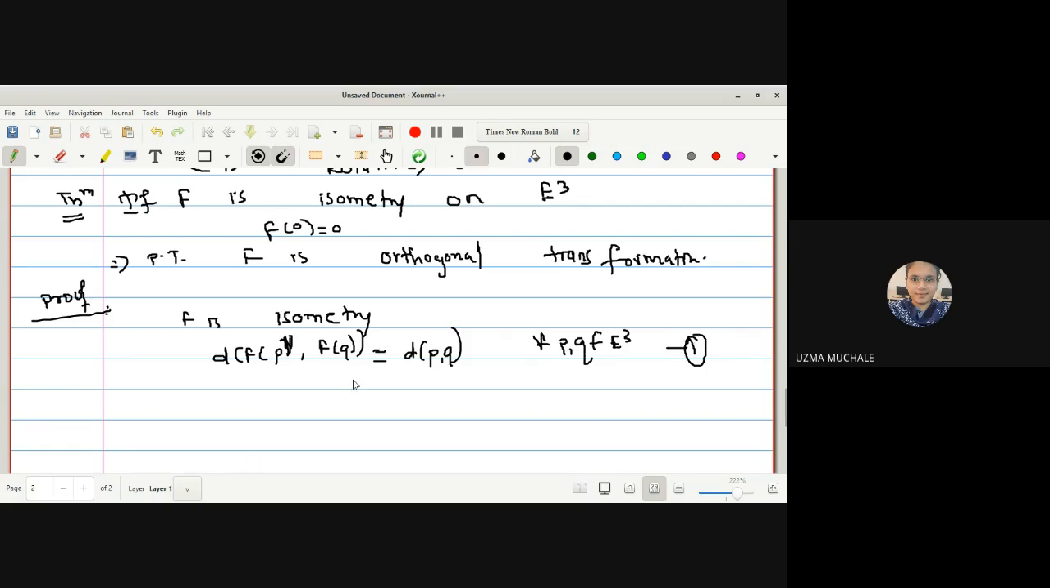Also it is given. What is given? F of 0 is equal to 0. This is also given, right? Let us name it equation 2. Now what is our first step?